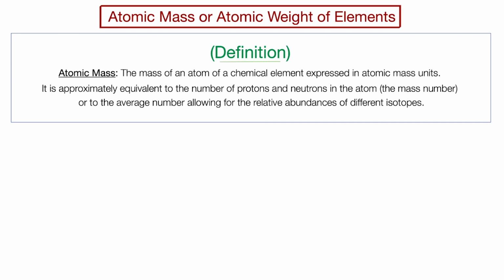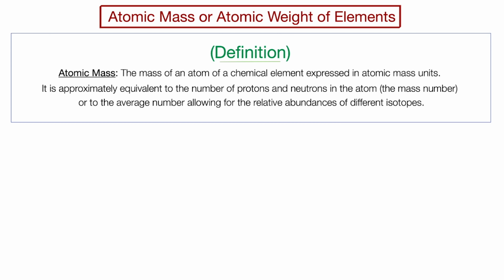Let's start this lesson by defining what the atomic mass or the atomic weight of an element is. By definition, the atomic mass weight is the mass of an atom of a chemical element, those found in the periodic table of elements, and we've seen those many times. And it is expressed in atomic mass units or AMUs.